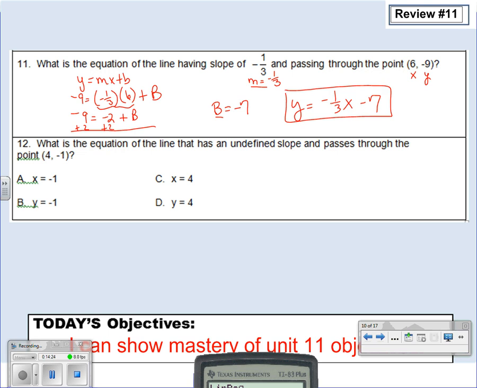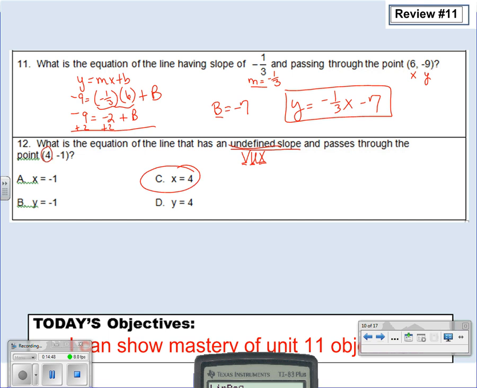Number 12, what is the equation of the line that is undefined slope and passes through the point 4, -1? If you recognize the undefined slope, this is our VUX. It means it is a vertical line, undefined slope, and it's x equals. So looking back at our point, x has to go through 4. Our equation is x equals 4.